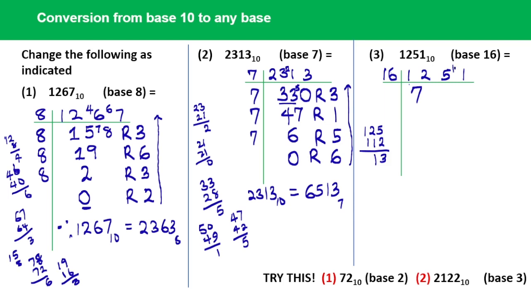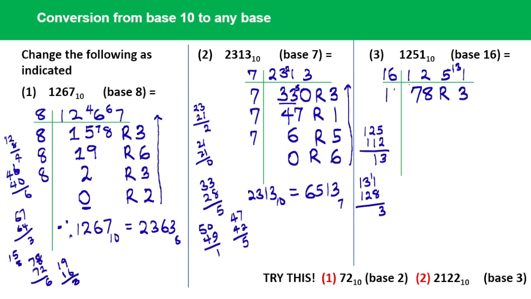We place the 13 in front of the next digit, which is the last digit, and 16 in 131. How many 16s can we get from 131? There are 8 16s in 131. 16 times 8 will give us 128. Therefore, 131 minus 128 is 3. So we will have a final remainder of 3.